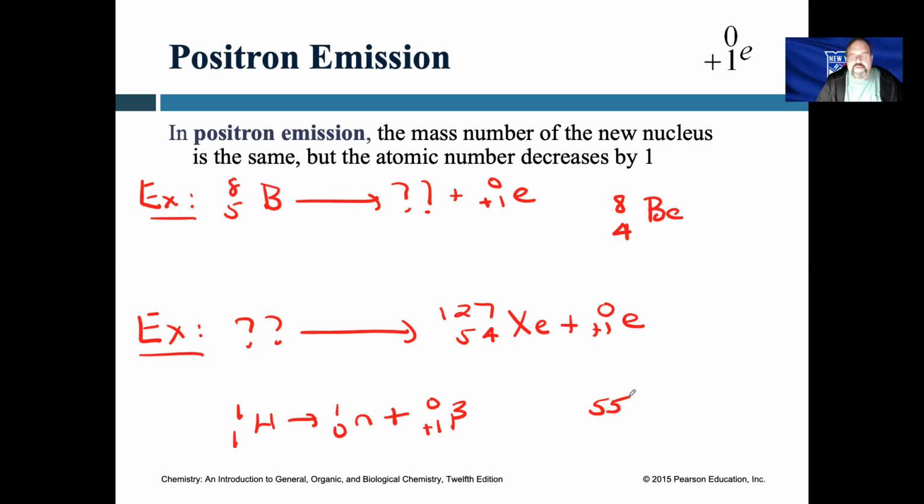For the mass numbers on the product side, we have 127 plus 0. 127 plus 0 gives us 127. Again, we use the atomic number to figure out the identity of our mystery substance. The only element in the periodic table with an atomic number of 55 is cesium, Cs. Okay, so those are your positron emitters, positron emission.